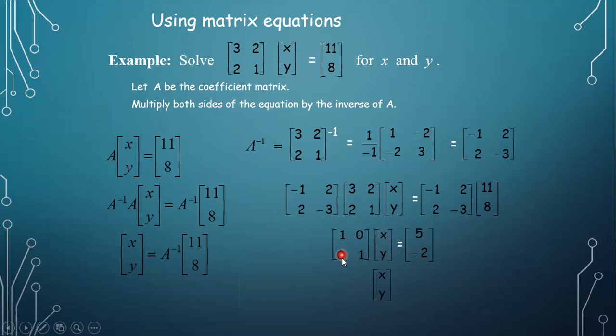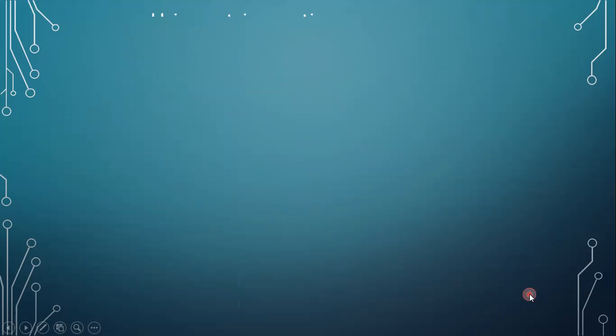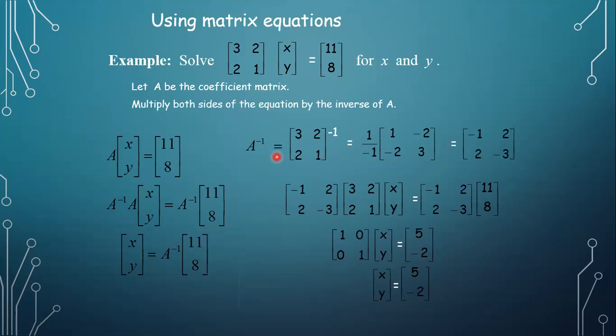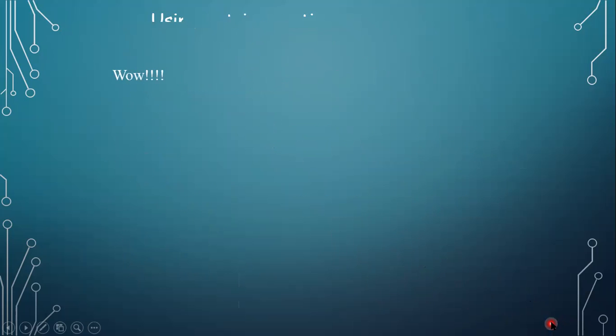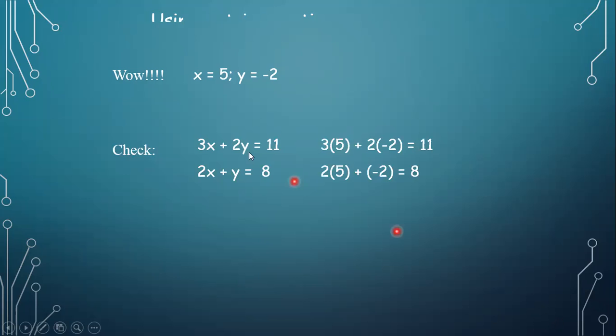So finally, if you multiply this identity matrix with the variables, we end up having x and y, and then on the right hand side we get 5 and -2, like that. So finally, you can conclude the value of x and y as x equals 5 and y equals -2 from this one here. You can conclude x equals 5 and y equals -2, which are the answers that are written down here. So if you want, you can go ahead and check, substitute x and y in this equation and see what you get.